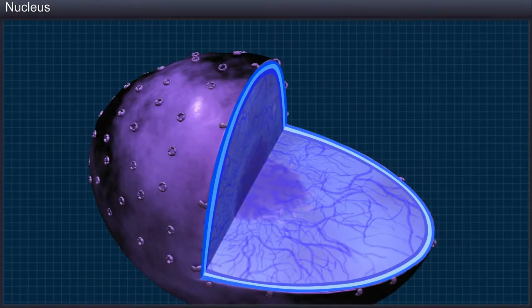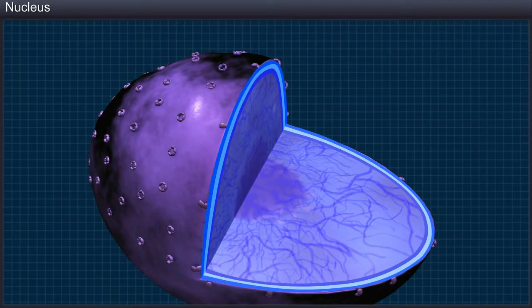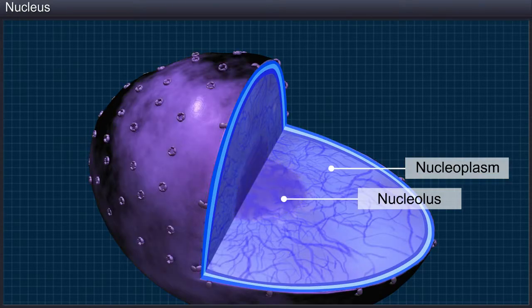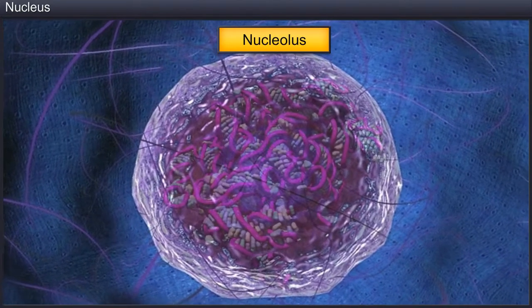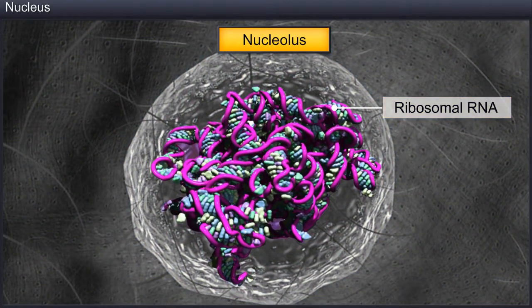Present inside the nuclear envelope is the nucleoplasm or the nuclear matrix that contains a spherical structure called the nucleolus. The nucleolus lacks a membrane which makes its content continuous with the nucleoplasm. The nucleolus is a major site for active ribosomal RNA synthesis, and hence cells that are active in protein synthesis have larger and numerous nucleoli.